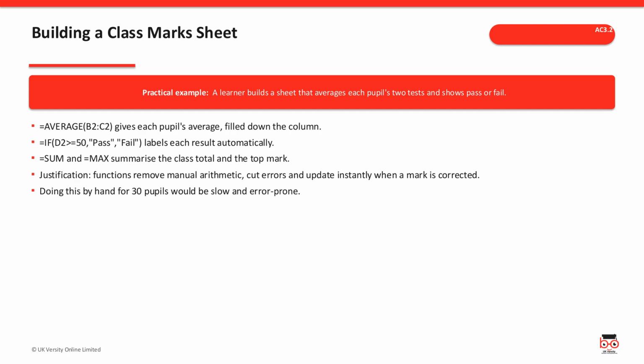A SUM and a MAX then summarize the class total and the top mark. The justification writes itself. The functions strip out manual arithmetic, cut errors, and update the instant a mark is corrected. Doing that by hand for 30 pupils would be slow and painful.